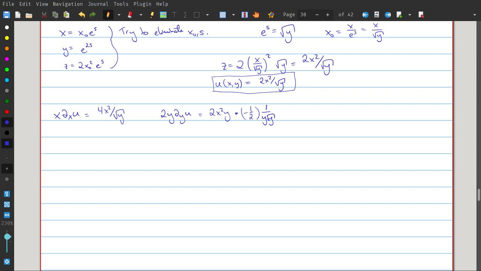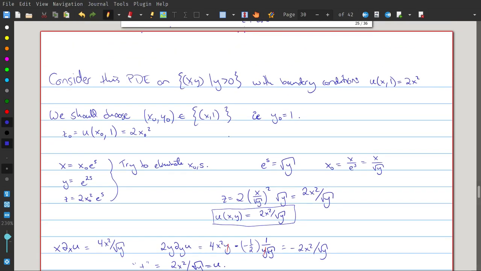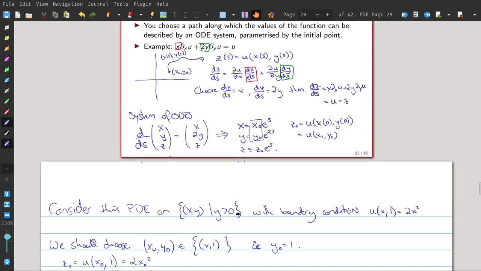And there's a 2. All right, that gives us 4 there actually. And so this is minus 2x squared over the square root of y, because this y cancels with this one. And so when you add these together, you indeed get 2x squared over the square root of y, which is u. And that's exactly what our PDE was.